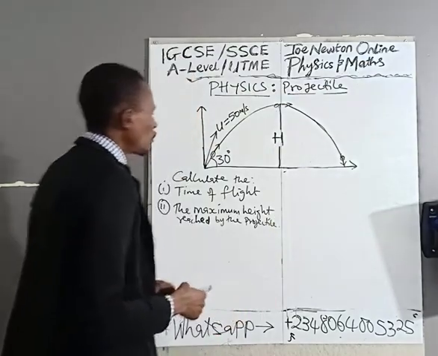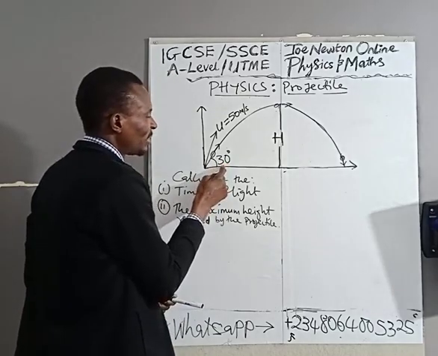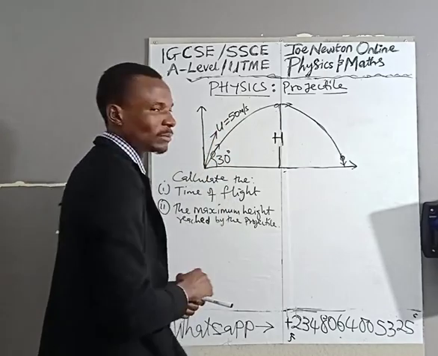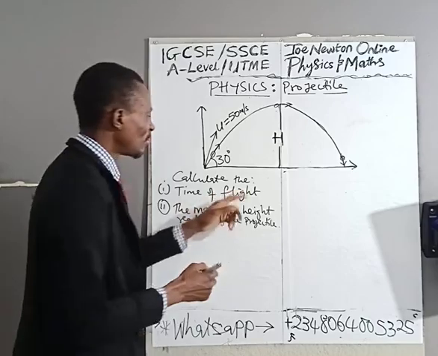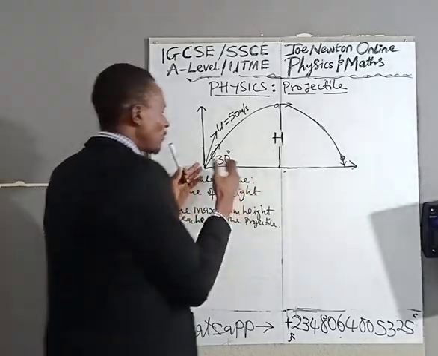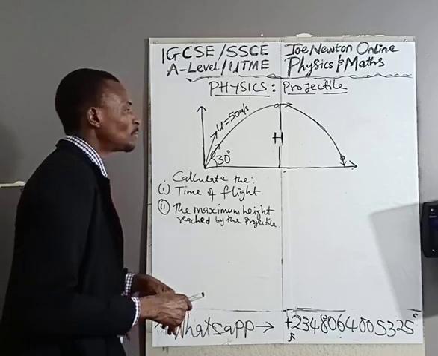That is it. So this body is projected at an angle of 30 degrees to the horizontal, with an initial speed of 50 meters per second. Then we are asked to calculate the time of flight and the maximum height reached from the ground level. Remember, from here to here is called the range, but the question is not interested in it now.